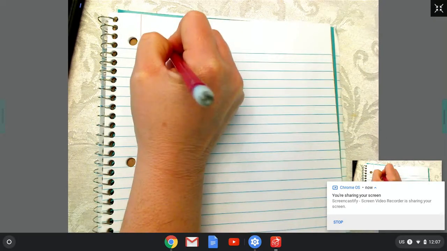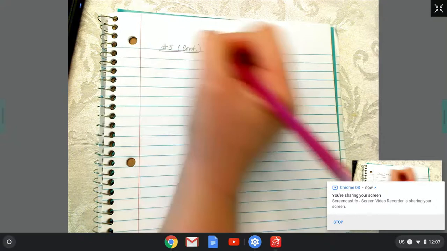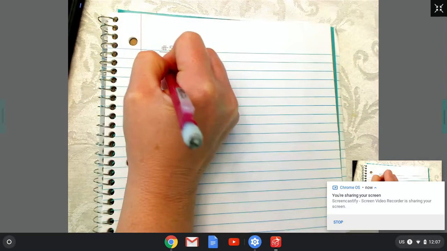Hi guys, I'm back with notes number 5 continued. If you want to go ahead and copy these as I do them, we're still proving that triangles are similar, but now we're going to use indirect measurement to find lengths of certain objects that are too difficult to measure directly.